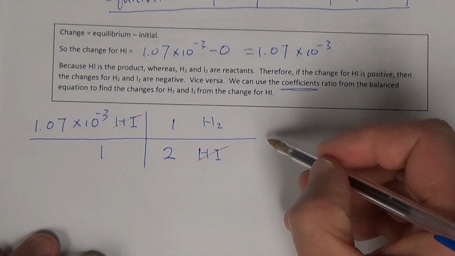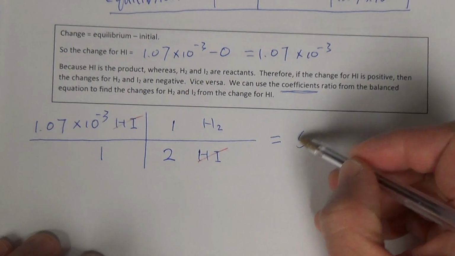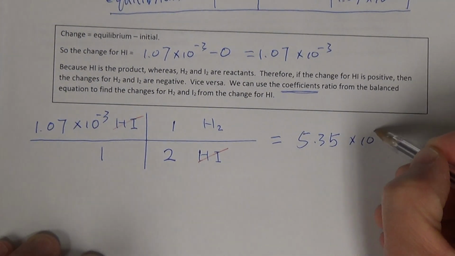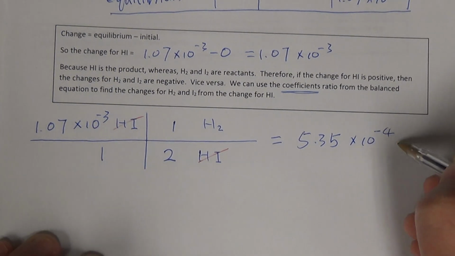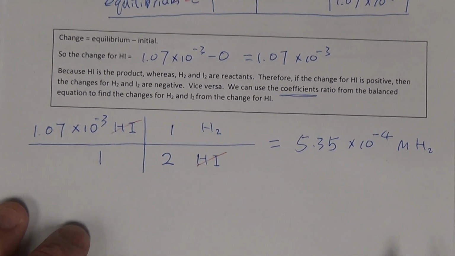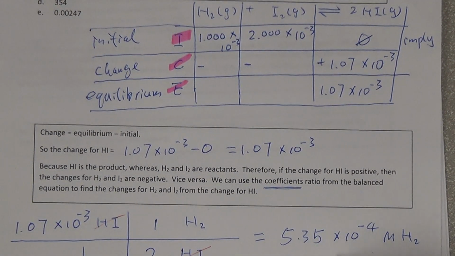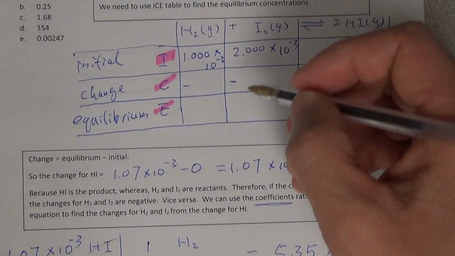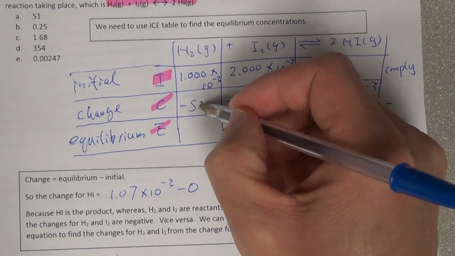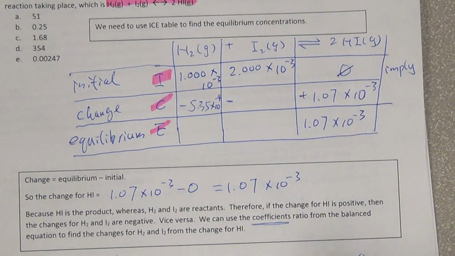Then you just take the number, divide, and you get 5.35 times 10 to the negative 4 molarity of H2. We already decided the sign for H2 should be negative, so we just write the number here in the table: 5.35 times 10 to the negative 4.